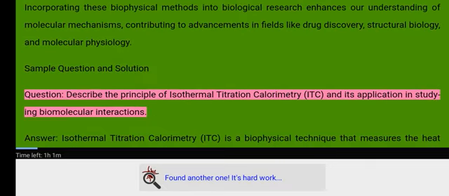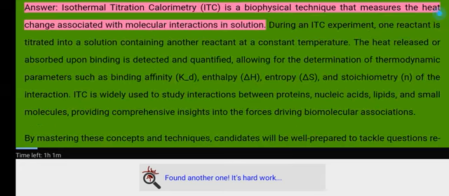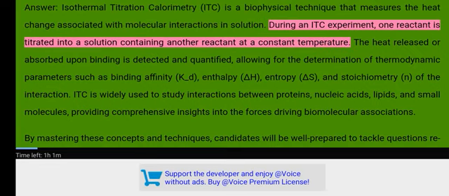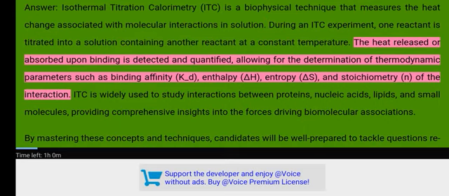Sample question and solution. Question. Describe the principle of isothermal titration calorimetry (ITC) and its application in studying biomolecular interactions. Answer. Isothermal titration calorimetry (ITC) is a biophysical technique that measures the heat change associated with molecular interactions in solution. During an ITC experiment, one reactant is titrated into a solution containing another reactant at a constant temperature. The heat released or absorbed upon binding is detected and quantified, allowing for the determination of thermodynamic parameters such as binding affinity (K_D), enthalpy (delta_H), entropy (delta_S), and stoichiometry (N) of the interaction.